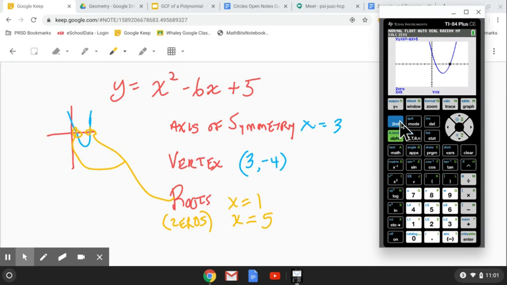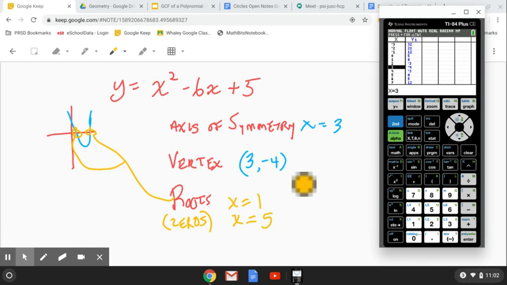Now I know what you're saying. I could have also gone to my table and found my roots there. That's where y is equal to 0. You can see it here, 1, 0. So x is equal to 1. Yep. And 5, 0. So x is equal to 5. So that's another way you can find it from the table.